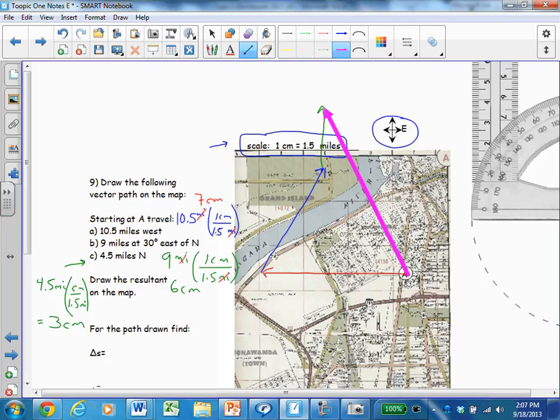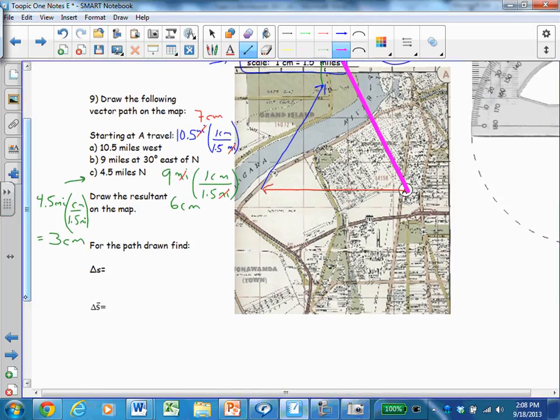The resultant in this case is called a displacement, and the displacement is your change in position from here to here. It's not really concerned with how you got there. It's just there. So there's the resultant. We drew the resultant on the map. And then it gives you two things. One's delta S with an arrow. This is a little hard to read right here, but this is delta S with an arrow.